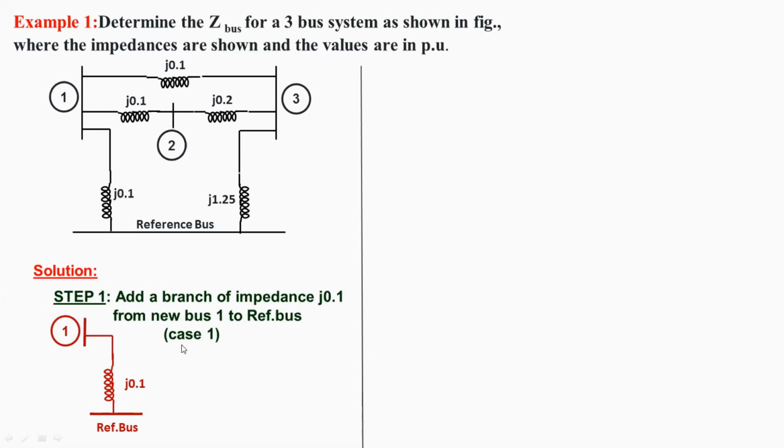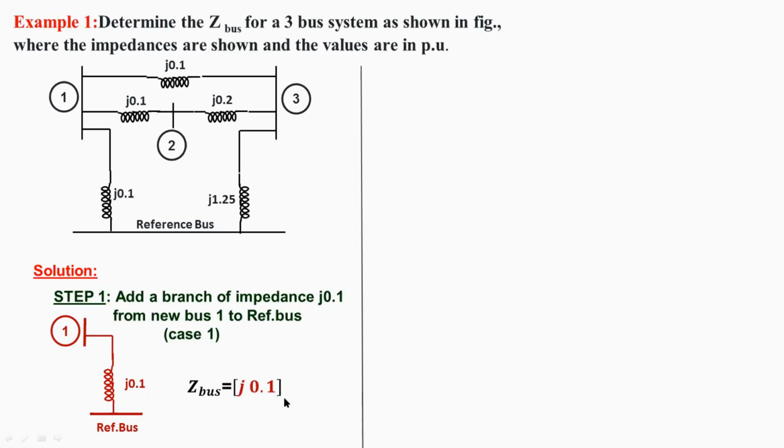Here, this comes under case number 1. In case number 1, the bus impedance matrix is equal to the previous bus impedance matrix, the new column and new row values are all 0, and the diagonal element is equal to the new branch impedance. Here in this step, there are no previous steps, so there is no old impedance matrix. Therefore, the bus impedance matrix is equal to j0.1.